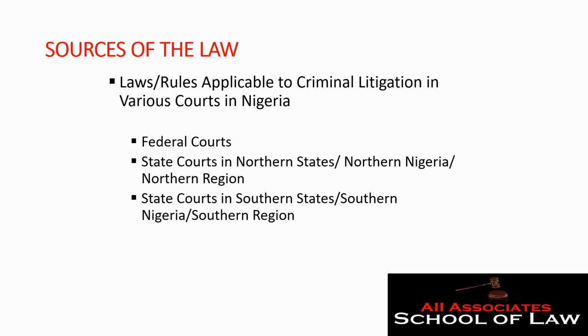For state courts in Northern Nigeria, we have the 1999 Constitution as amended, the procedural rules guiding the operations of the respective northern courts, either the ACJL if domesticated, or the CPCL if the ACJA has not been domesticated, and the magistrate court laws of those states. And finally, for the state courts in Southern Nigeria, we have the 1999 Constitution as amended, the procedural rules guiding the operation of the respective southern states, either the ACJL if the state has domesticated the same, or the CPL if the ACJA wasn't domesticated, and then the magistrate court laws of those states.